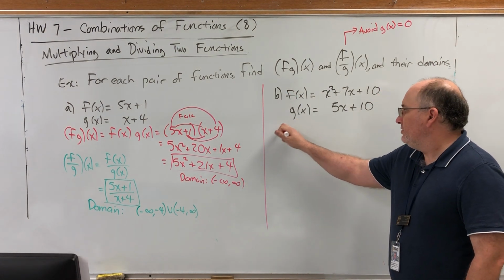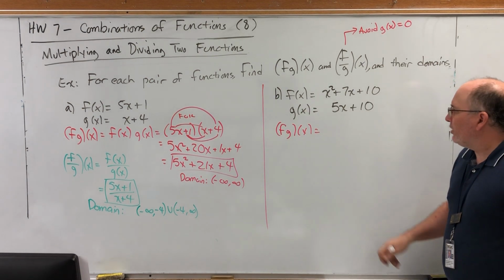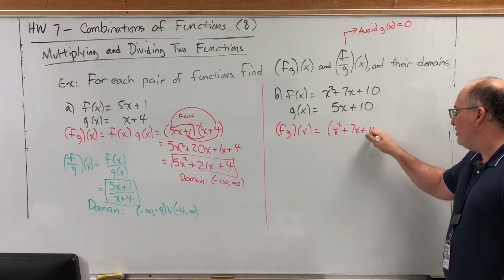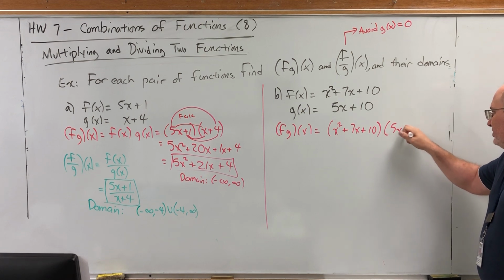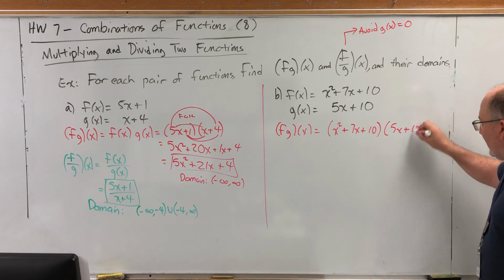Let's find the product, fg of x. Let's just go ahead and jump right into it. Parentheses, x squared plus 7x plus 10, close parentheses, open parentheses, 5x plus 10. Could we multiply all of this out?